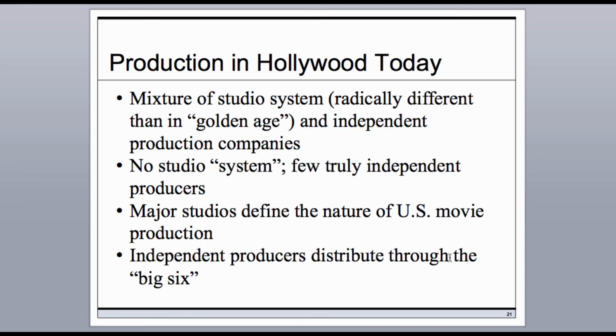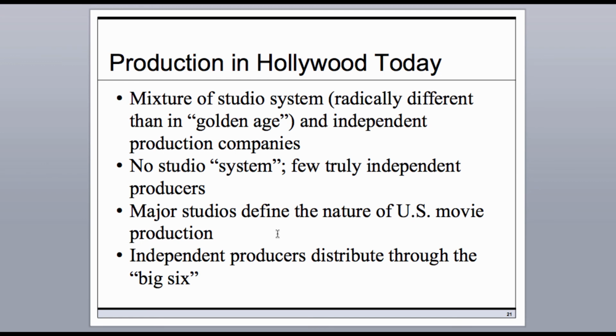Production in Hollywood today is a mixture of the studio system and the independent system. The independent system created some great movies that won top awards, and that helped the system to change. So there's no longer the golden age where it was totally controlled by the studio system. Now it's more independent, organized to finance the film, to make a better film, and that has become the standard. Major studios define the nature of U.S. movie production, but that's followed by independent producers as well.